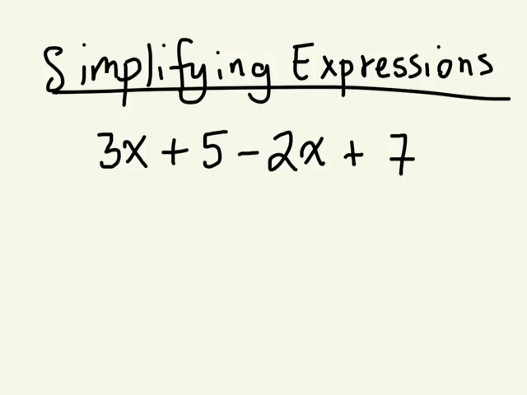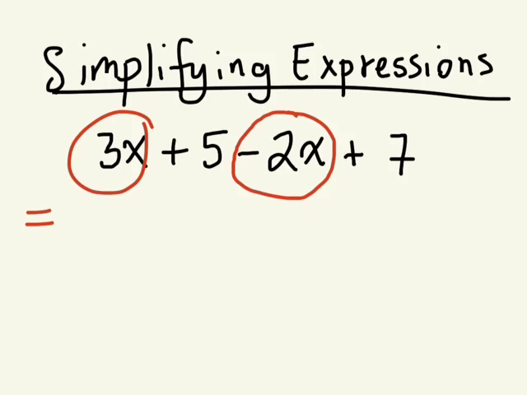So how do you know what like terms are? Like terms must have the same variable and exponent. So which terms in this expression are alike? Which terms are like terms? Yep. 3x and good, negative 2x. We always include the sign with the term. So if I combine these, I'm going to take 3x, I'm going to subtract 2x, and are there any other terms here that are alike?